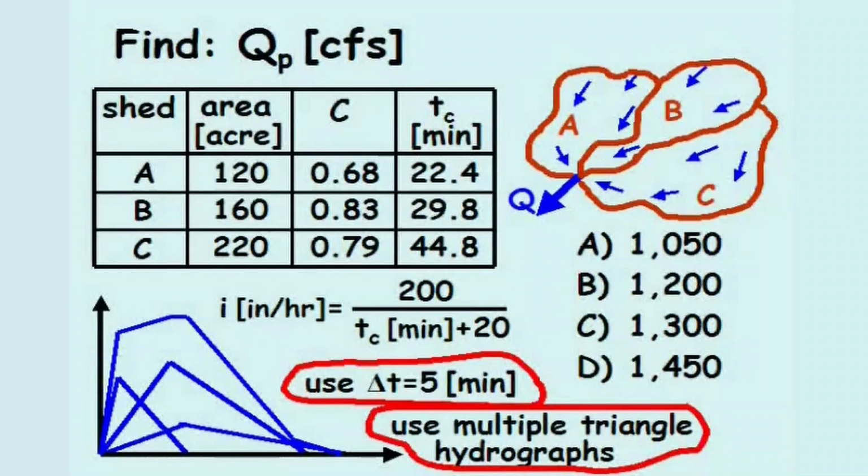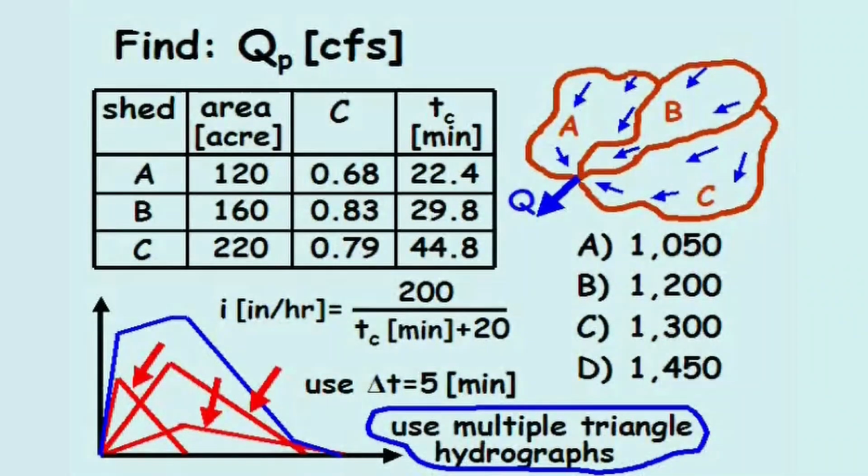Since the problem states to use multiple triangle hydrographs with a time step of 5 minutes, our strategy will be to determine the individual hydrographs for each watershed and then add their values together to calculate a hydrograph for all three watersheds combined.